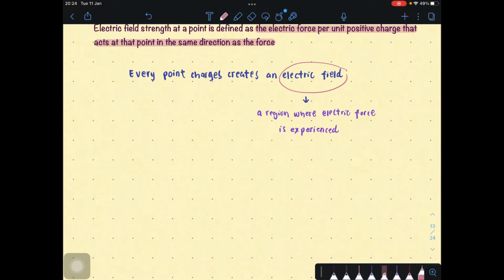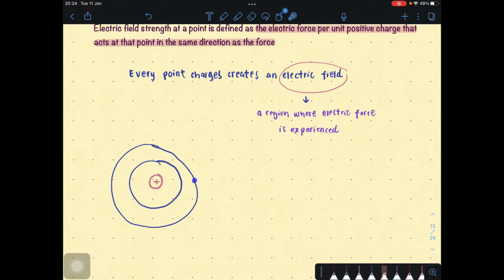So let's say here we have a positive charge. This positive charge will create an electric field surrounding it. So this is what we call an electric field. This electric field will have direction too, which we will look at shortly. Basically, every point here and every point here will experience a different strength. The closer the point is to the charge, the stronger the strength of the electric field. So the further away, the weaker the electric field strength.